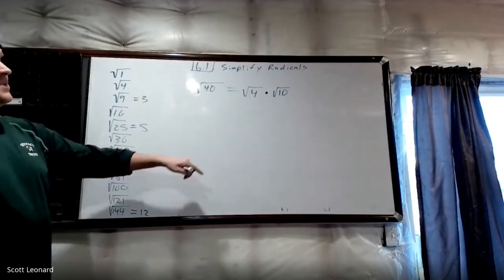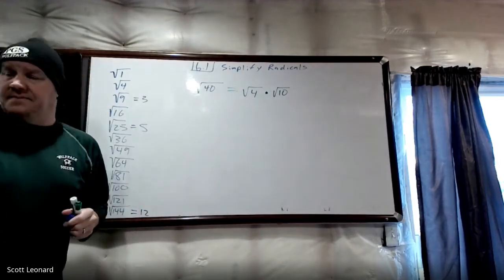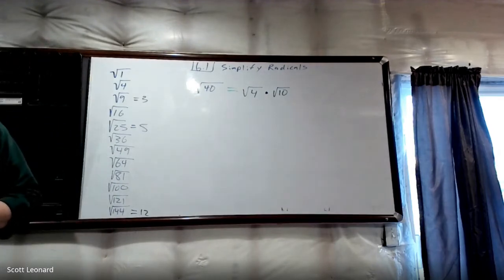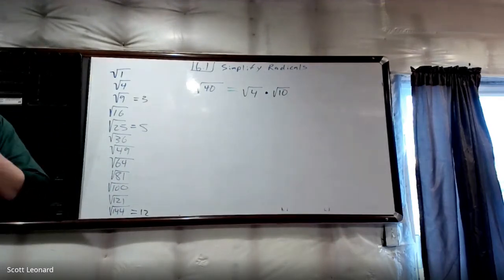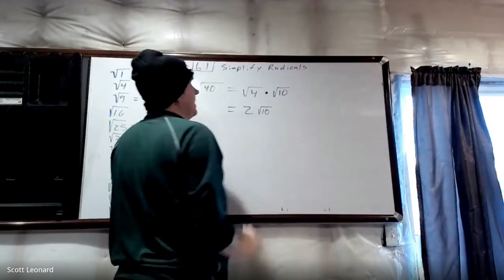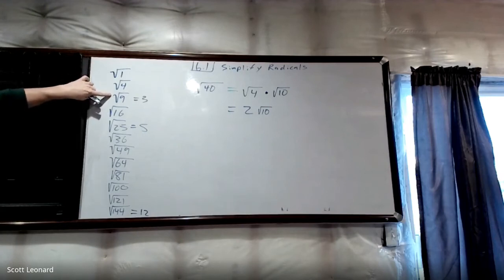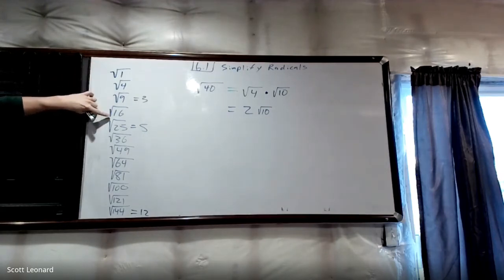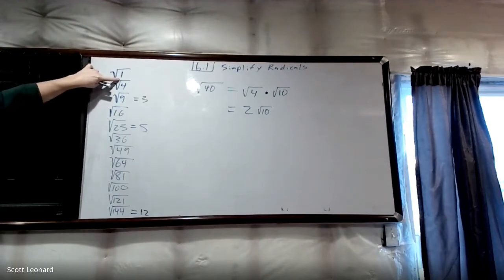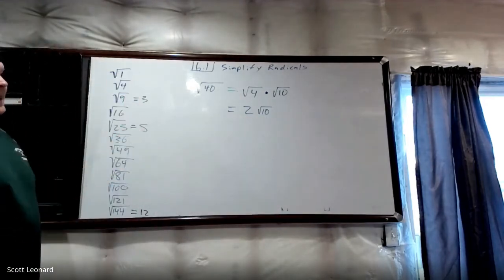Now to simplify this, we ask ourselves, what is the square root of 4? That's it, William. Good job. It is 2. Now I have 2 times the square root of 10. Now I want to look at my list to see if there's a number that will break that square root of 10 down. 4 can't go into 10, 9 can't go into 10, 16 is bigger than 10. Once again, don't worry about 1. 1 doesn't help us at all. We'll never use the number 1. So because there's no number that goes into 10, that's my final answer.